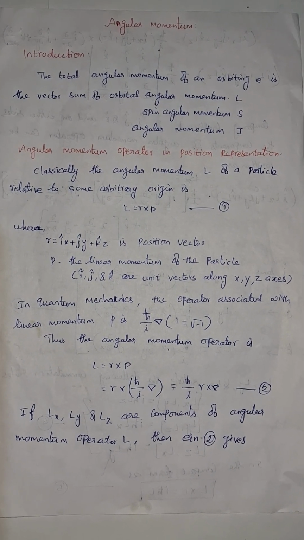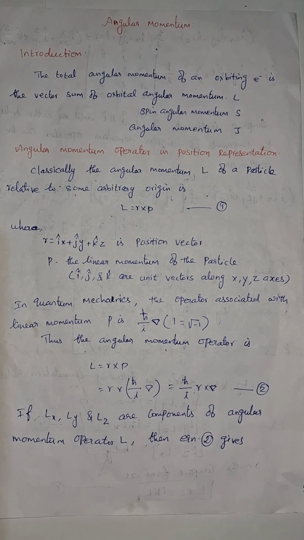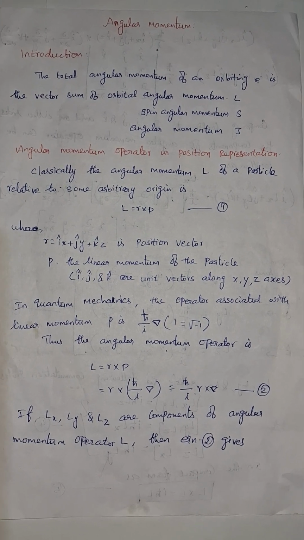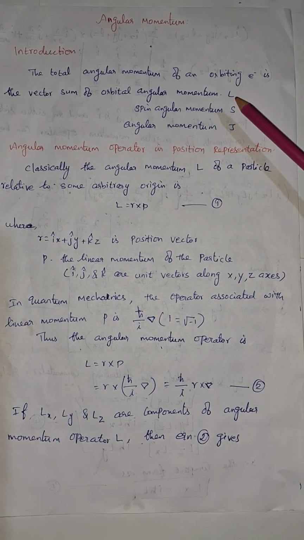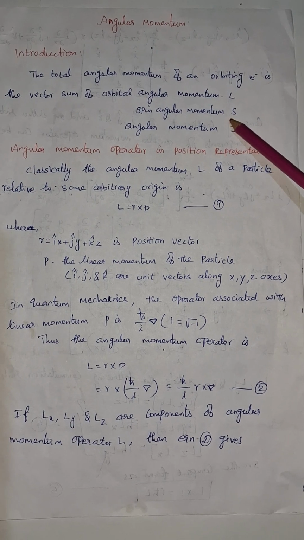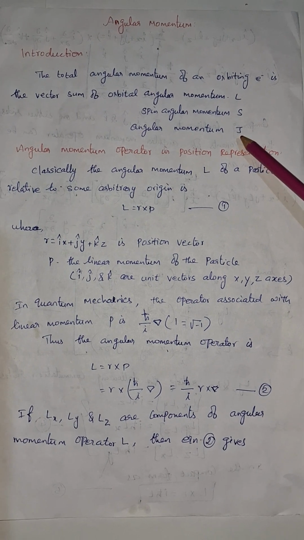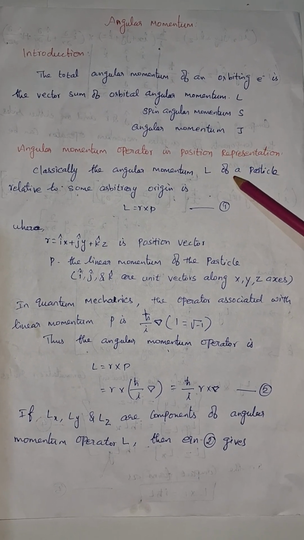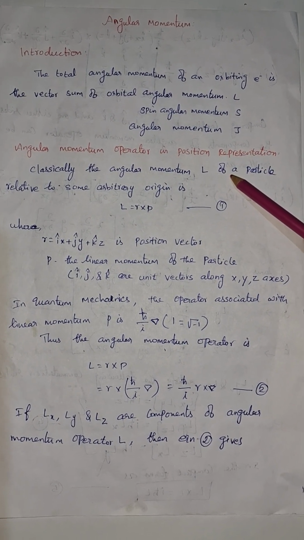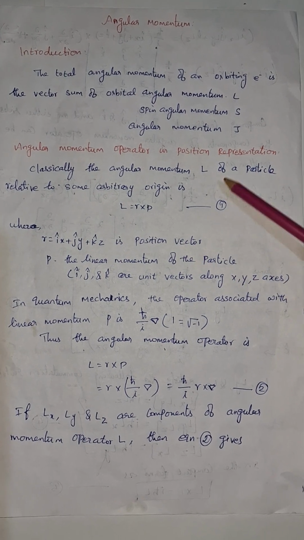Angular momentum. The electron can revolve around the orbital. So it has a total angular momentum L and it has the spin angular momentum S. According to quantum mechanics, the angular momentum can be denoted by J. The angular momentum operator in position can be represented in the following way.